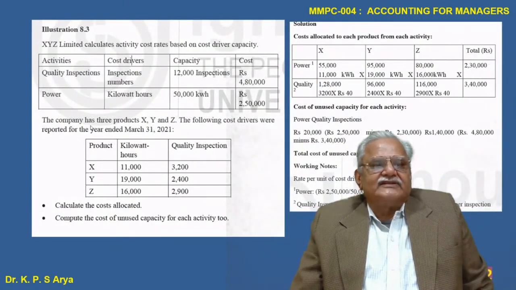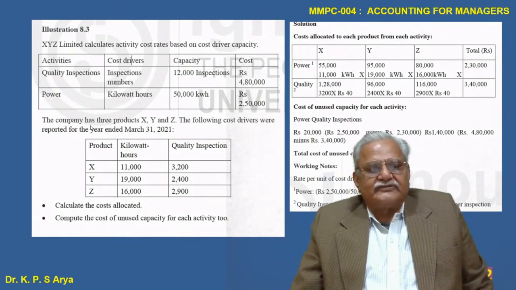Now, this is another example. XYZ Limited calculated activity cost based on driver capacity: quality inspection and power in kilowatt hours, capacity 12,000 inspections and 50,000 kilowatts, total cost 4,80,000 for quality inspection and 2,50,000 for power. The company has three products, X, Y and Z. The following drivers were reported at the year end, 31st March 21. Kilowatts: 11,000, 19,000, and 16,000. Quality inspections: 3,200, 2,400, 2,900. Calculate the cost allocated. Compute the cost of unused capacity of each activity too.